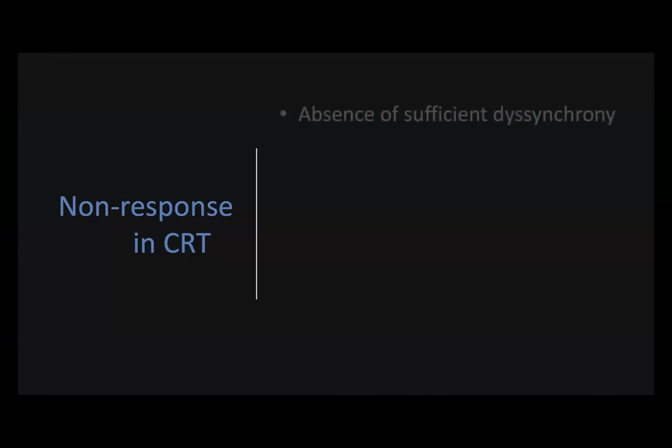The first reason for non-response, of course, is that the patient doesn't have sufficient dysynchrony. They may have a very narrow QRS complex, and they're receiving the device outside the current guidelines. Patients would be, in fact, desynchronized if you put a device in. And so in this setting, absence of sufficient dysynchrony should almost certainly be addressed by the selection criteria that we currently use.